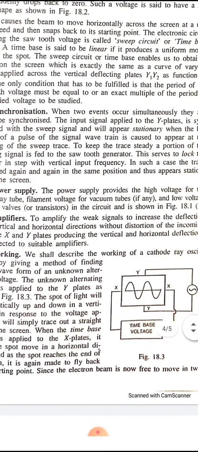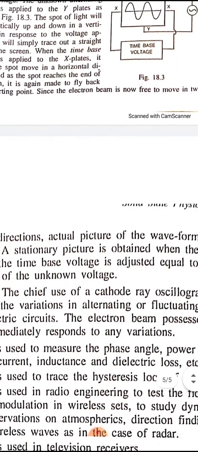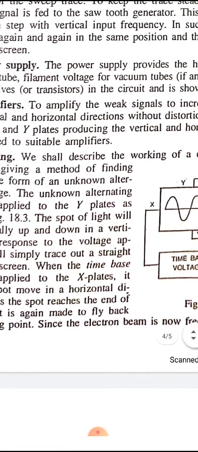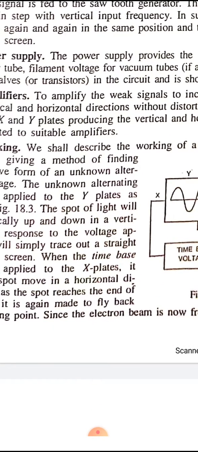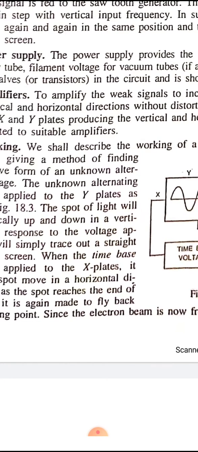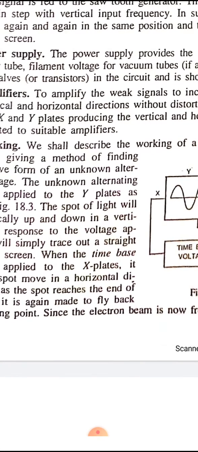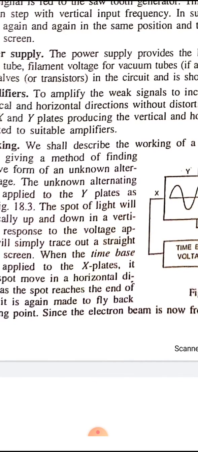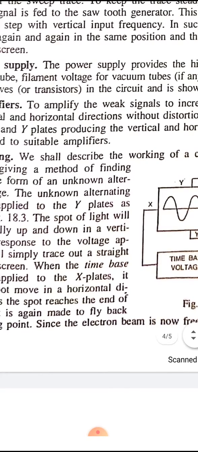the screen. The power supply provides the high voltage for the cathode ray tube, filament voltage for the vacuum tube, and low voltage for other valves like transistors in the circuit, as shown in this diagram. To amplify the weak signal and to increase the deflection in the vertical and horizontal direction without distortion of the incoming signal, the X and Y plates, producing the vertical and horizontal deflection, are connected to suitable amplifiers.